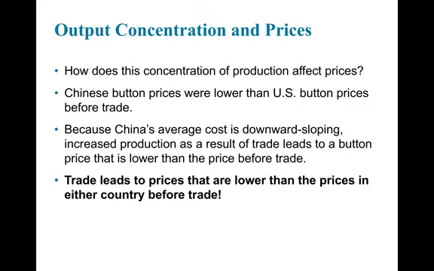free trade on prices? So Chinese button prices in this example were lower than US button prices before trade, but because China's average cost is downward sloping, increased production as a result of trade leads to a button price that is even lower than the price before trade. So trade leads to prices that are lower than the prices in either country before trade. This is an important difference with the models that we have studied so far.